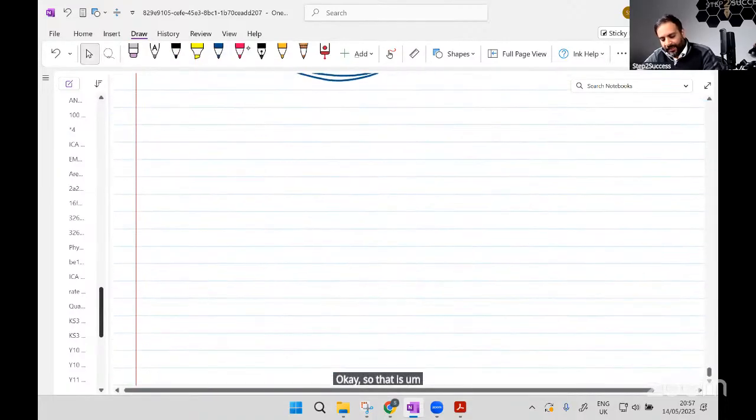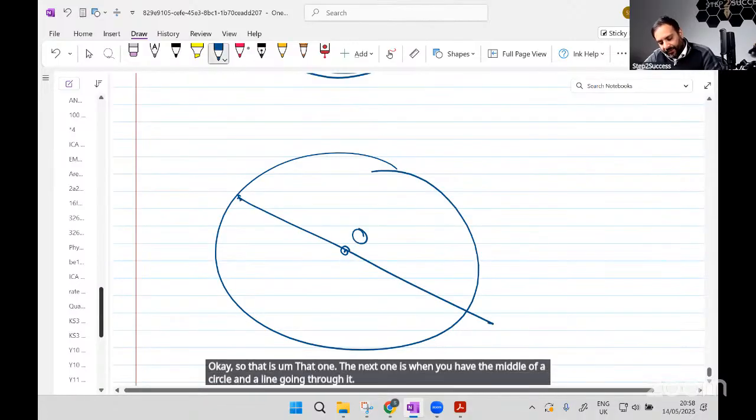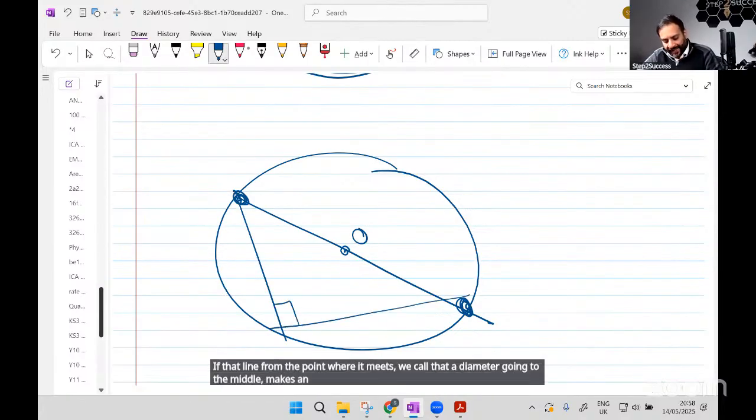The next one is when you have the middle of a circle and a line going through it. If that line, from the point where it meets, we call that a diameter because it's going to the middle, makes an angle somewhere, the angle it makes must be a 90-degree angle. We will prove that one in a moment.